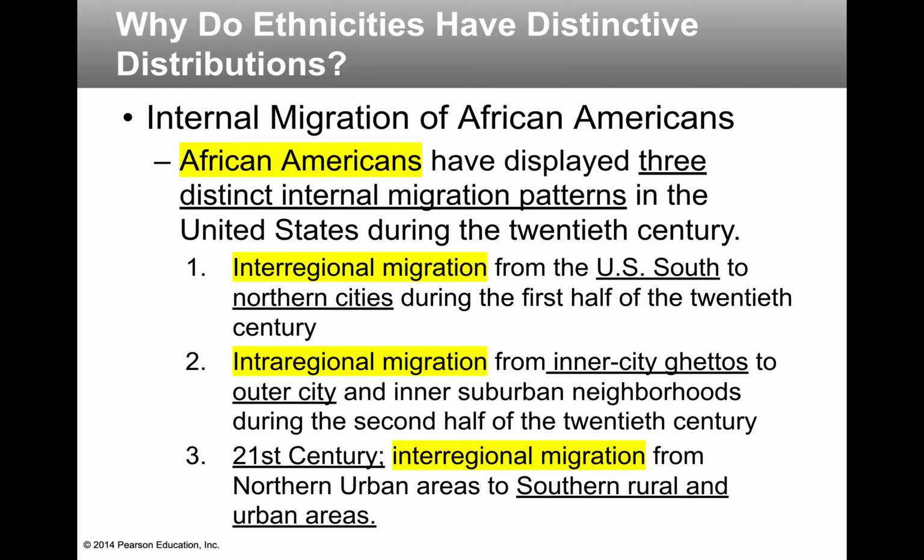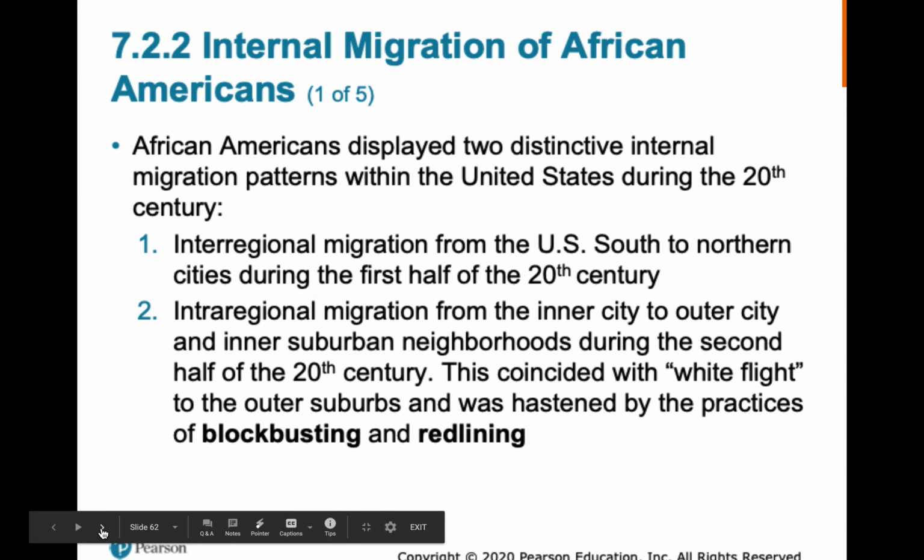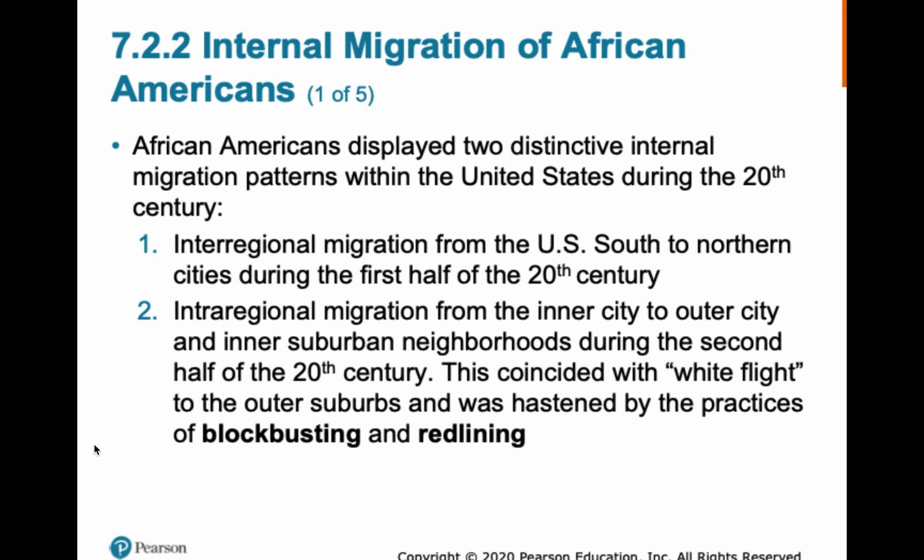That's when we see white flight, when white ethnic groups move to suburbs, and we see the expansion of inner-city ghettos to the outer lying areas of the central city. Then the third migratory pattern, the current pattern in the 21st century, so in the 2000s, we see interregional migration, but the migration is from the northern urban centers back to southeast rural and urban areas. African Americans display those two distinct patterns in the 20th century.